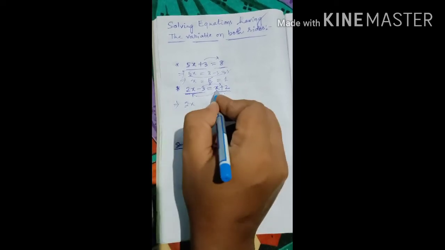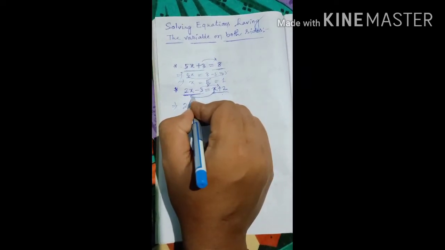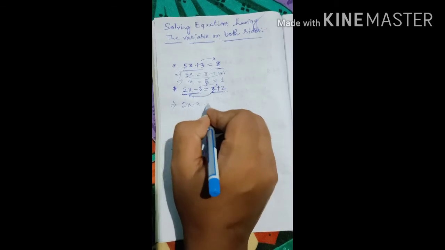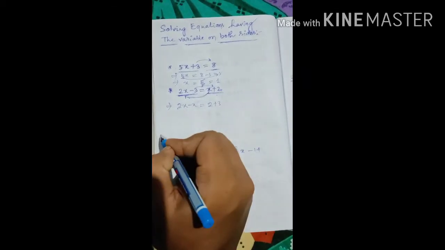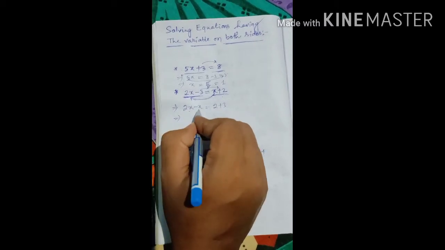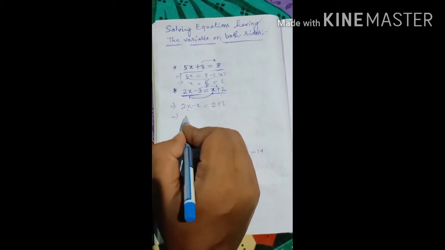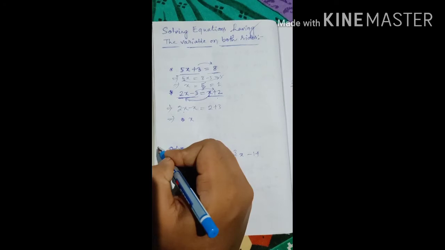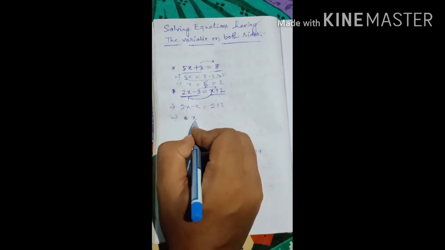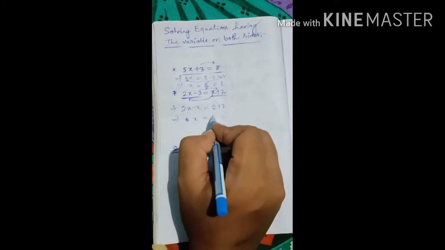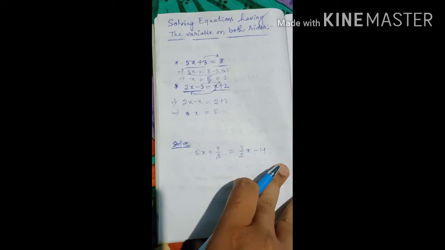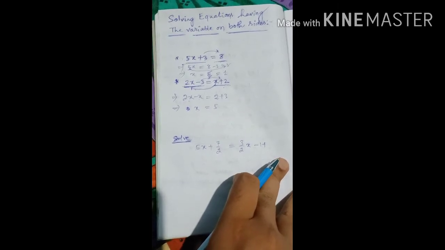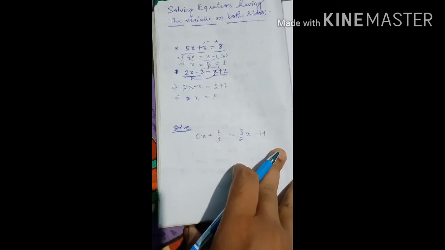2x plus x, after transposing it will be minus x, and minus 3 after transposing it will be plus 3 right now. 2x minus x, it will be x, and 2 plus 3 is 5 right now. So here the solution is 5. So look at another example.